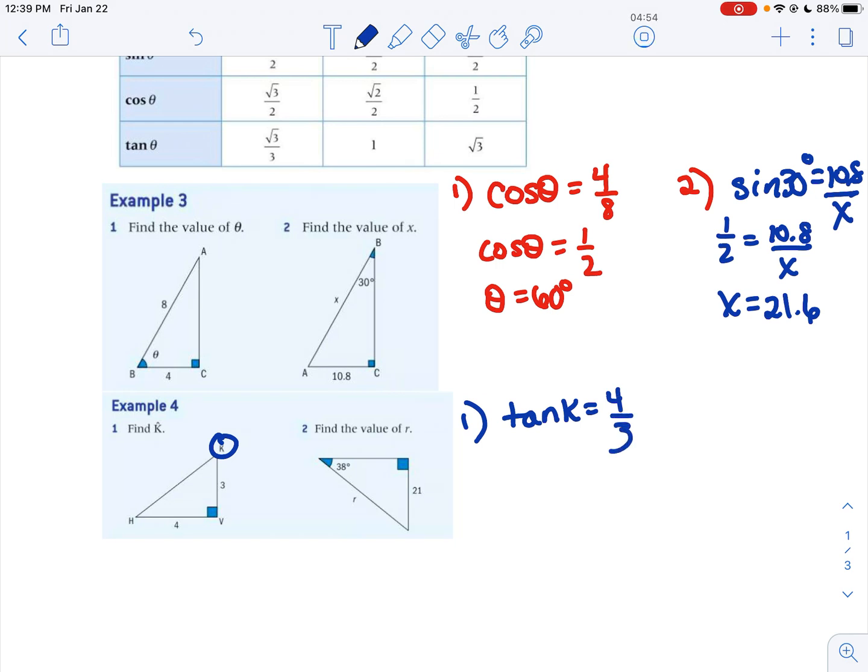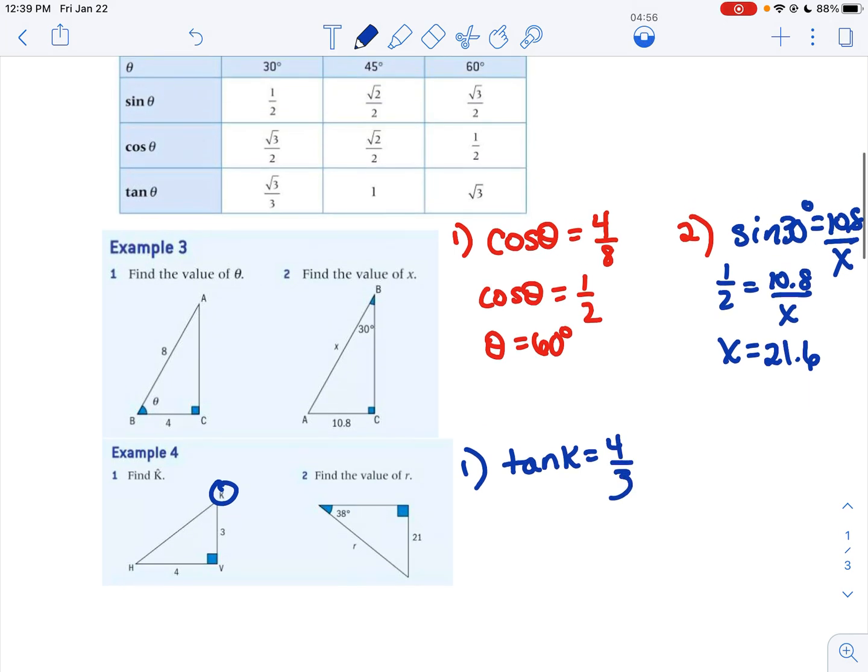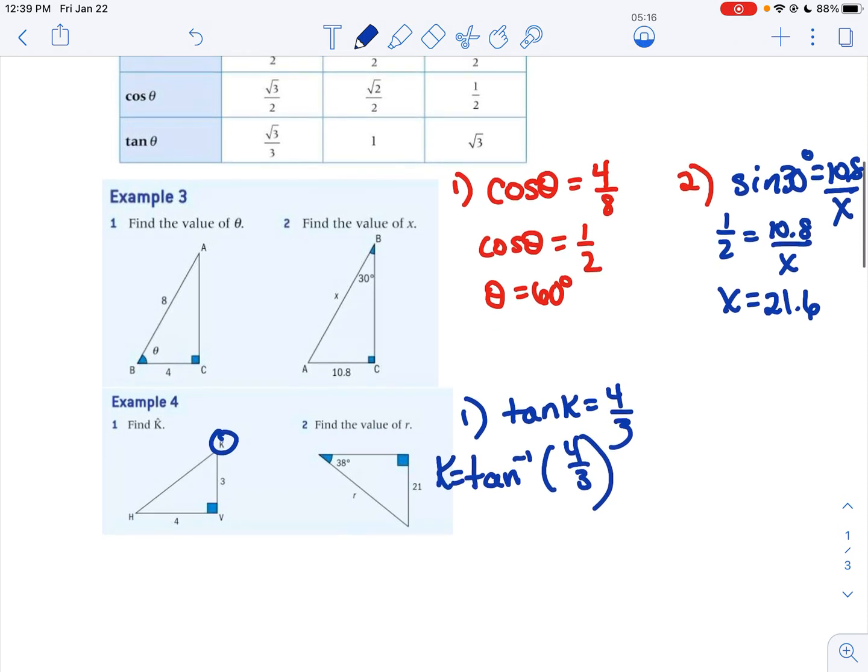Now there is no 4 over 3 in the chart above. So when it's not 1/2, radical 2 over 2, radical 3 over 2, radical 3, 1, or radical 3 over 3, then you are going to use your calculator. So you're going to do inverse tangent 4 over 3. There's a button on the calculator. Tell me, what do you get? And make sure you're in degree mode. I got 53.1 degrees.